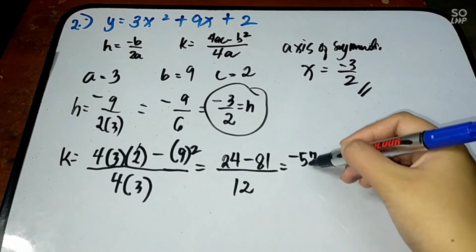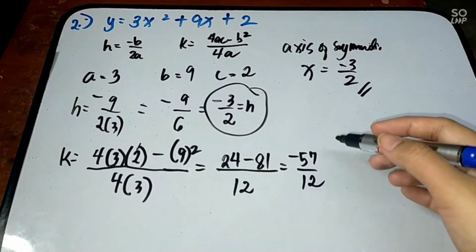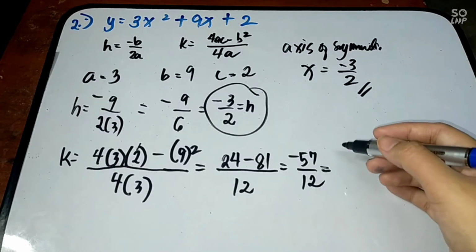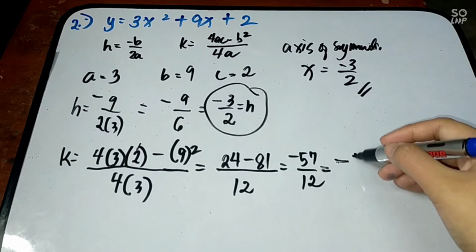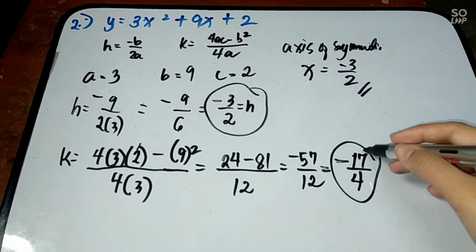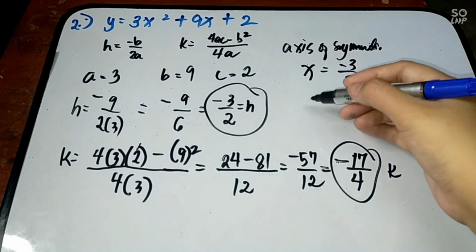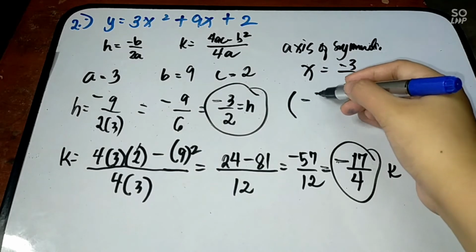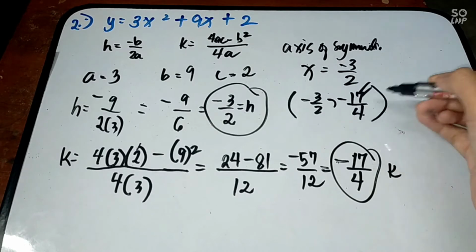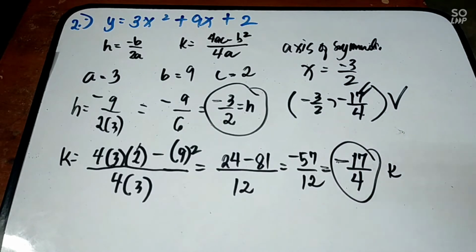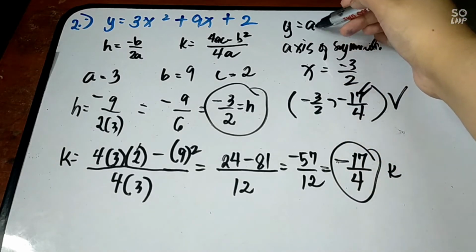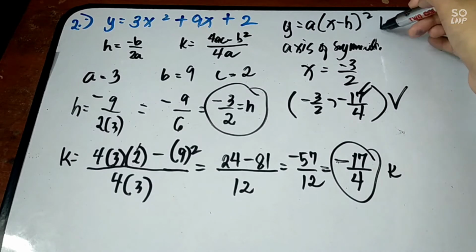Negative 57 over 12. Since we cannot divide negative 57 over 12, simplify natin. They are both divisible by 3. So, it becomes negative 19 over 4. So, this is now your K. So, for your vertex, the answer is negative 3 over 2 and then negative 19 over 4. That is it. This is now your vertex. What if kukunin mo yung equation? So, we have here, ang equation is y is equals to a times x minus h squared plus k.